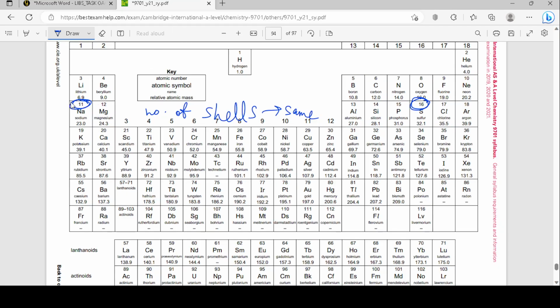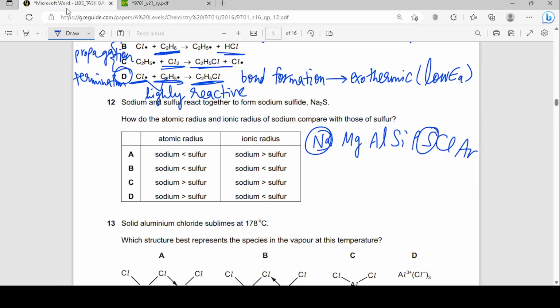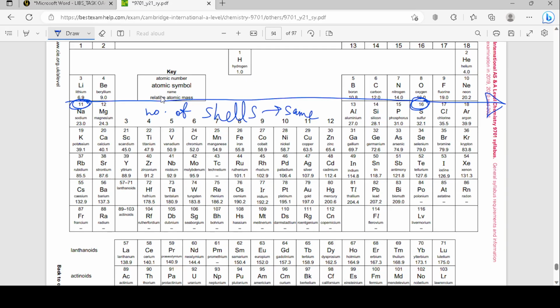Okay, so basically what I'm trying to say is that across a period, the atomic radius decreases slightly due to the increase in the proton number, and so there's greater nuclear force of attraction on the valence electrons across a period for the same number of shells. So sodium is going to have a slightly bigger atomic radius than sulfur.